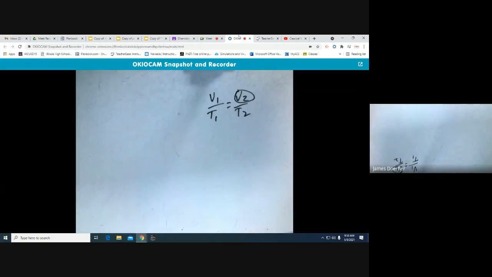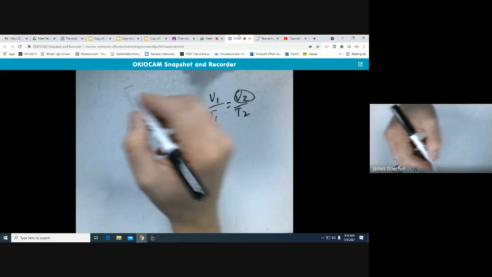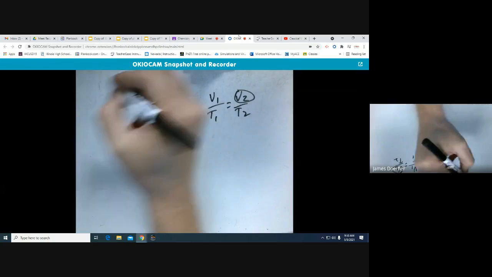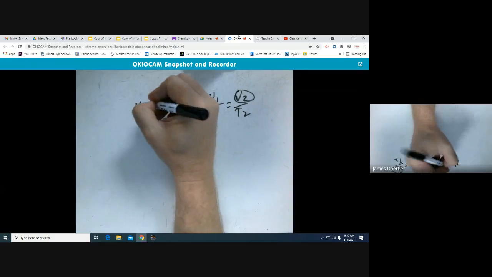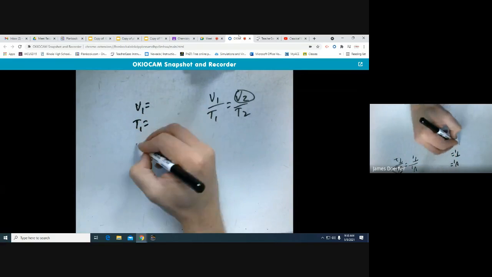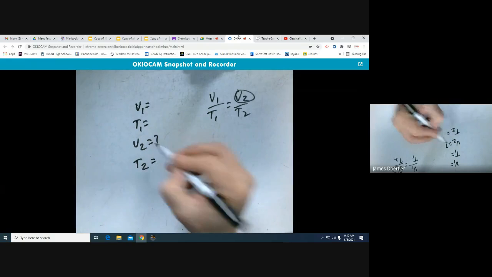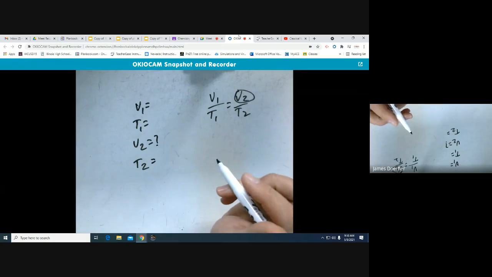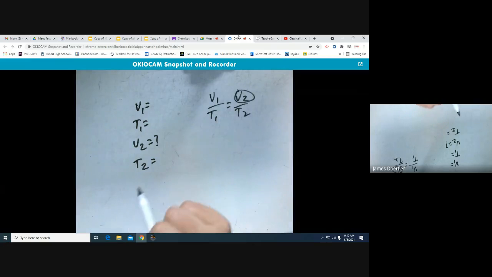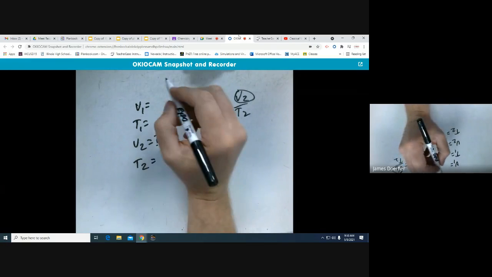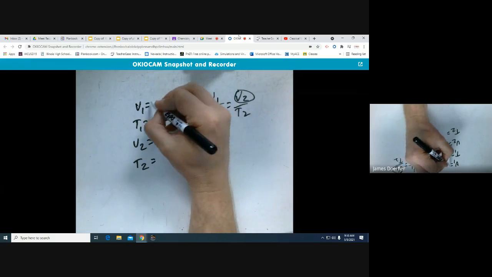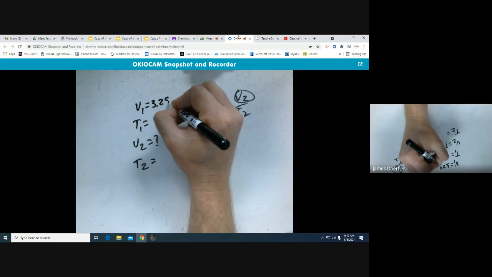So, I'll show you the table setup on the next question here. I meant to do so, but then I got so excited about doing this problem that I just forgot. So V1, T1, V2, T2. Okay. V2 is what we're solving for. What's my initial volume? 3.25 times 10 to the third meters cubed.